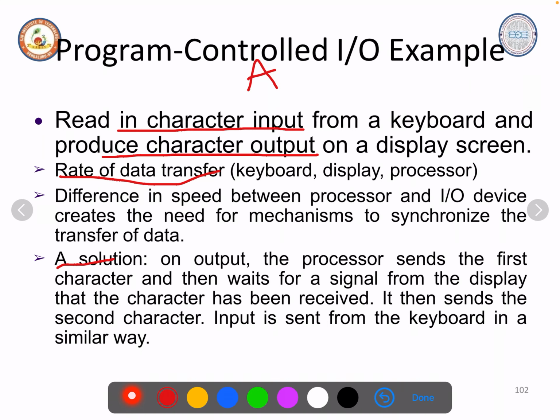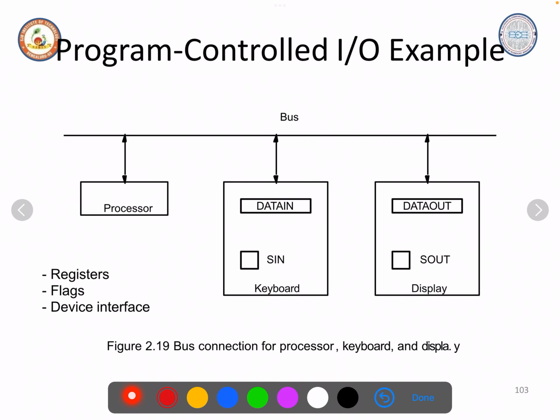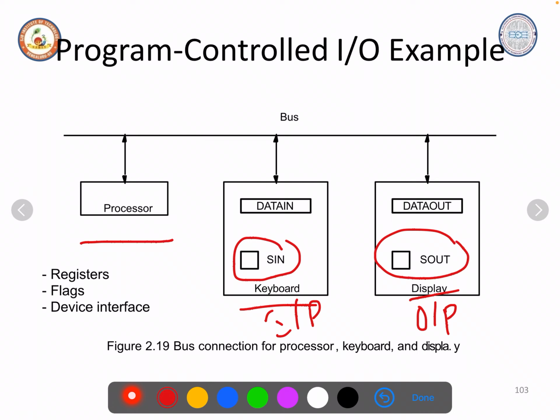While sending the signal, first it sends one character, then it sends the second character. Input is sent from the keyboard in the same manner. Let us consider this structure. You have a processor and you have an input device. This is your input device and this is your output device, a display unit. There are flag bits, which we call waiting bits or flag bits, and these are the registers which are meant for storing the data.